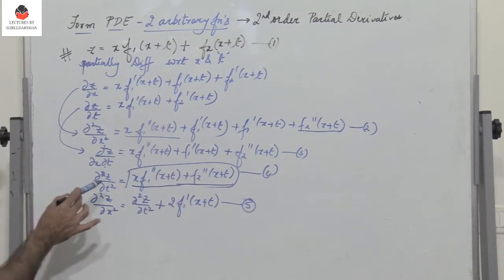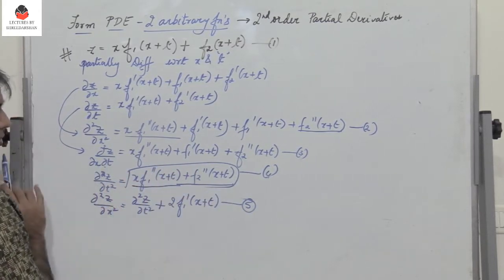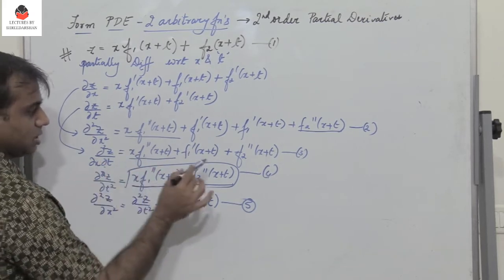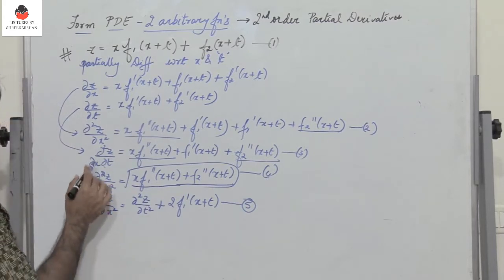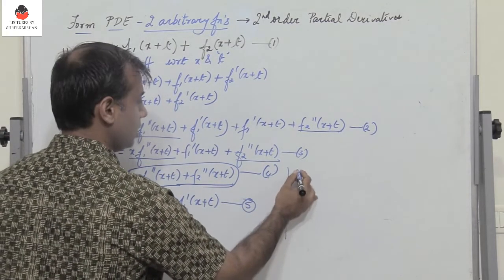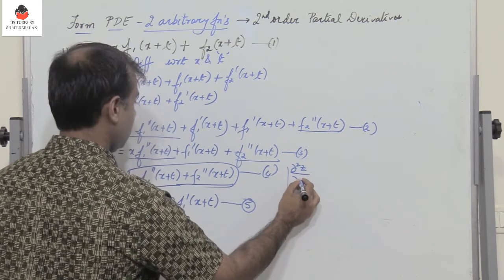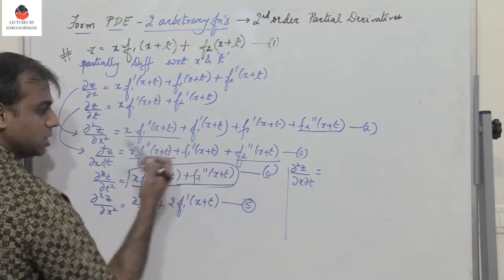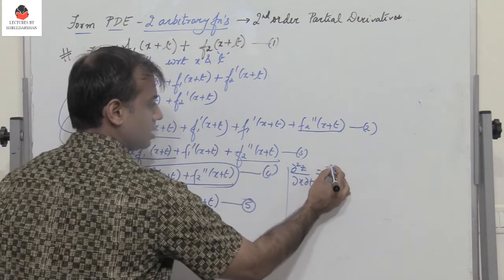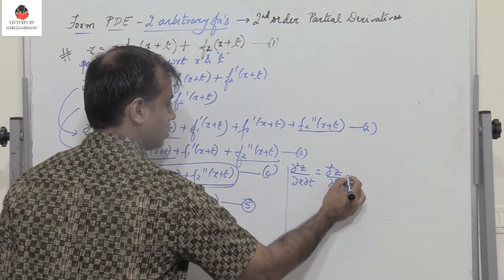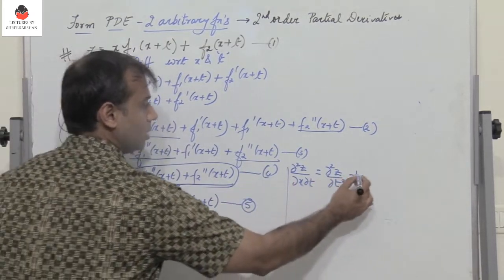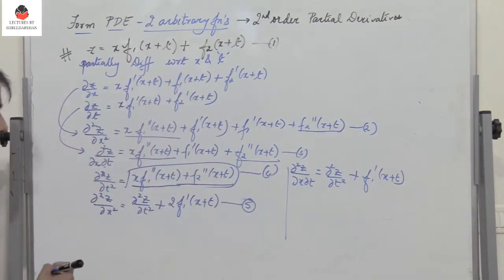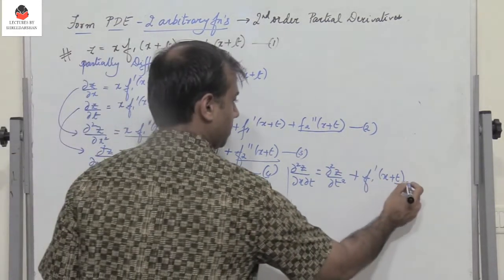So similarly this term is present here also. So you have x f1 double dash (x plus t) and f2 double dash (x plus t). So let me write it here. Del square z by del x del t equals, so the first term plus the third term is equal to del square z by del t square plus f1 dash (x plus t). So call this equation 6.